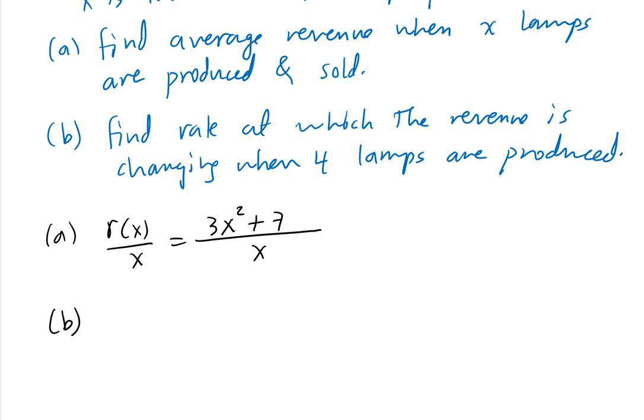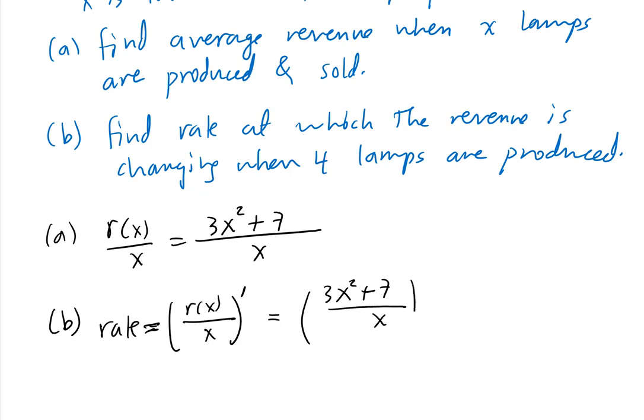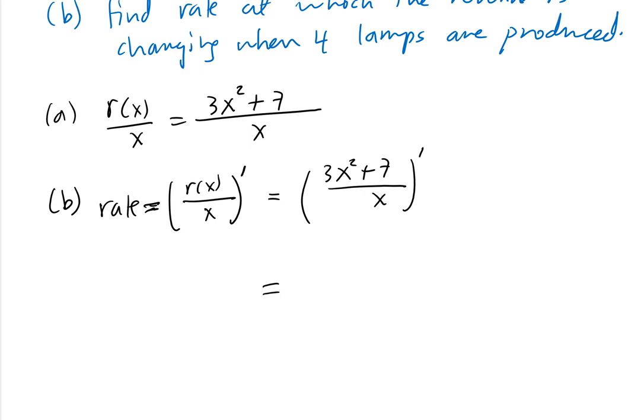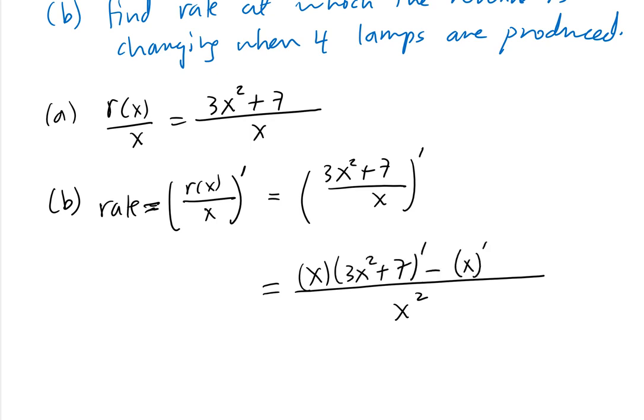And to find the rate, it's basically the derivative of the average revenue. So the derivative of this means the derivative of (3x squared plus 7) over x. So how do you find the derivative of this? Quotient rule. Squaring the denominator, we take the denominator times the derivative of the numerator minus derivative of the denominator times the numerator.